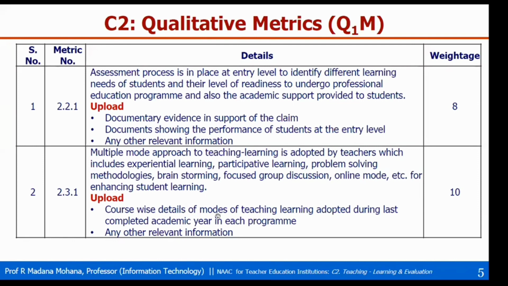So if it is UG, PG, here NAAC is institutional level. All programs you have to consider, UG, PG, diploma, whatever programs are in your institution. Then course-wise, program-wise, you can provide the details, mode of teaching learning. Any other supporting documents, here you can provide a link from the college website, etc. So it contains 10 points here, 10 marks.